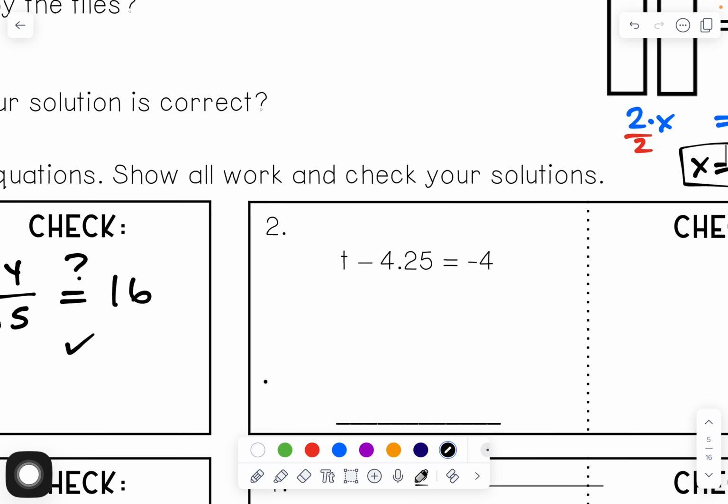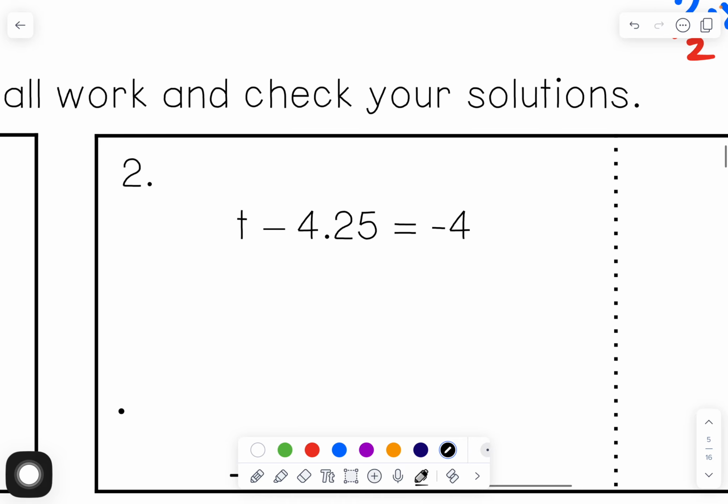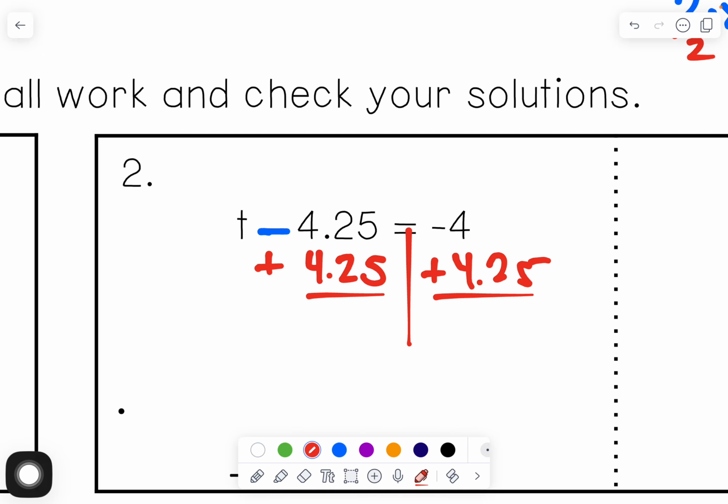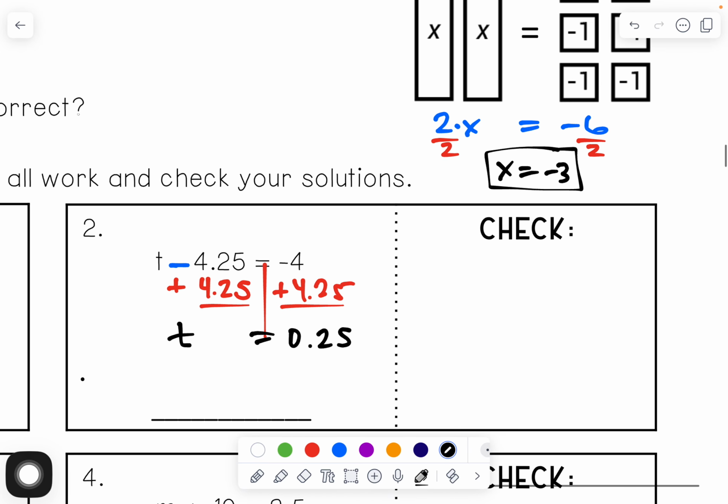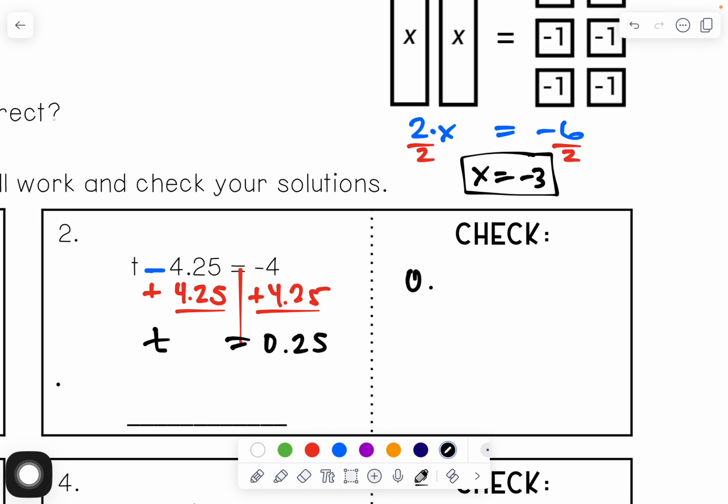Let's slide over here to number 2. What's the inverse or the opposite of subtraction? Well, that would be addition. So we're going to add 4.25 to both sides. So t, nothing happens, it stays by itself. And I'm taking -4 and I'm adding 4.25 to it, which gives me 0.25 as my answer. Then if I want to check my work, I would take 0.25, plug it in for the t, and if I subtract 4.25 from that, do I get -4? And the answer is yes, that checks.